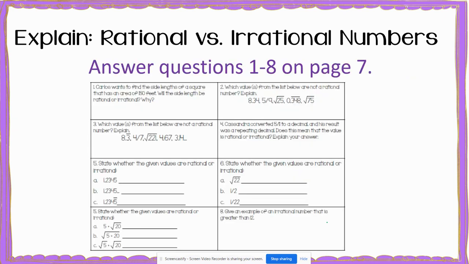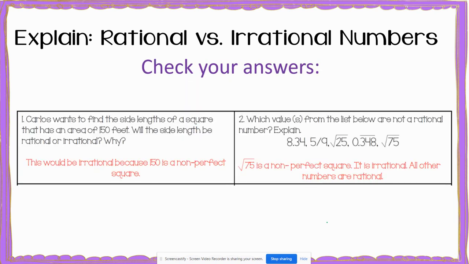Now I want you to answer questions 1 through 8 on page 7. Let's check your answers. Number 1 says Carlos wants to find the side lengths of a square that has an area of 150 feet. Will the side length be rational or irrational, and why?